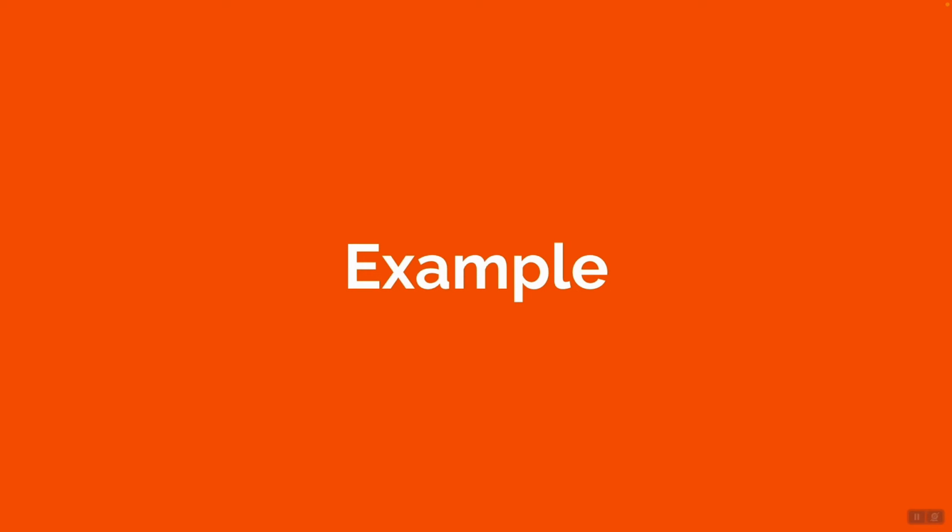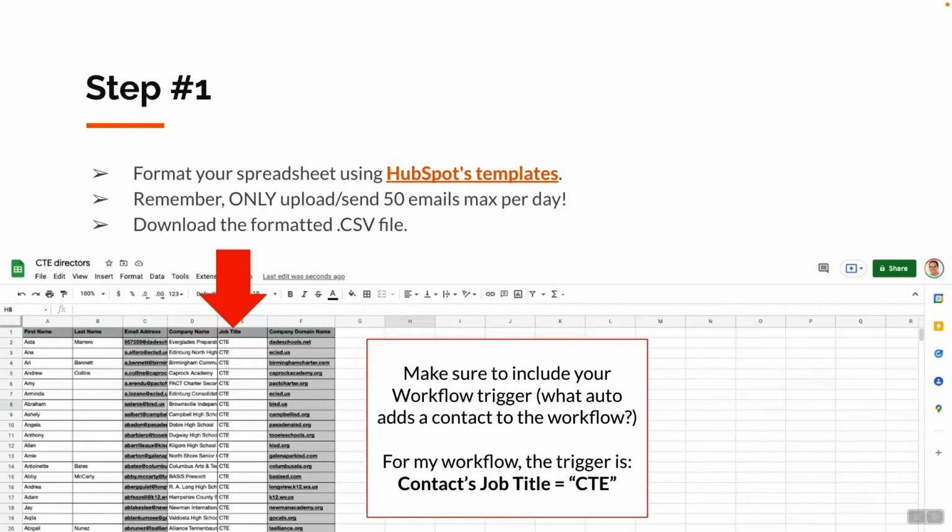Now let's walk through a HubSpot example from start to finish. So step number 1, format your spreadsheet using HubSpot's templates. Remember, only upload/send 50 emails max per day. So download that formatted .csv file from this link. As you can see, our common layout is first name column, last name column, email address column, company name column, job title column, and then company domain name column.